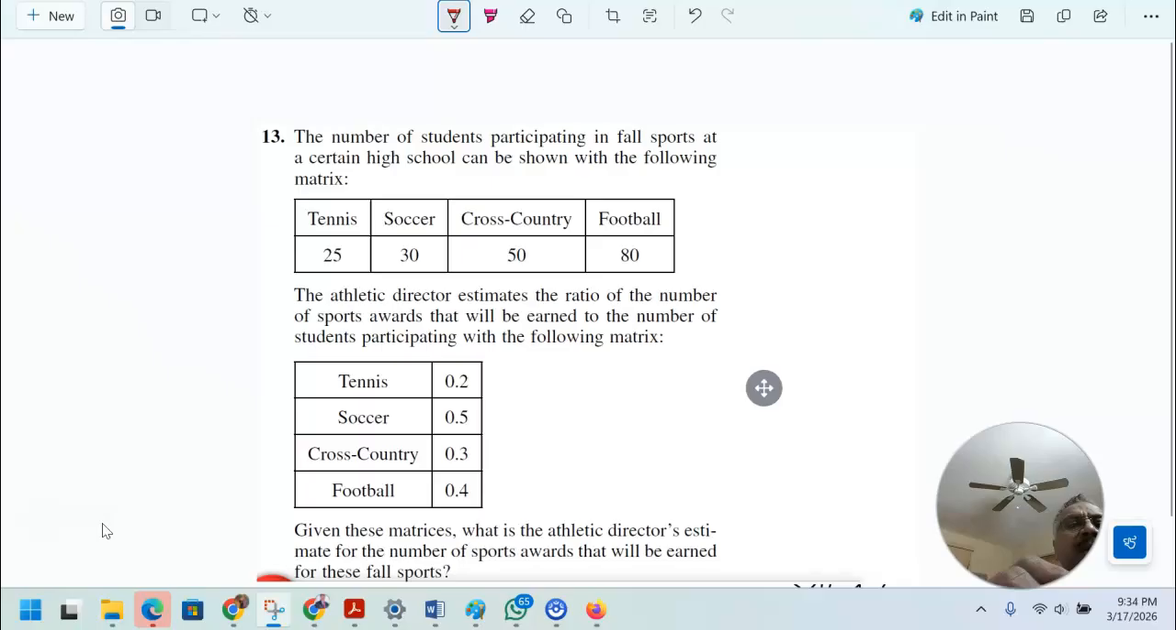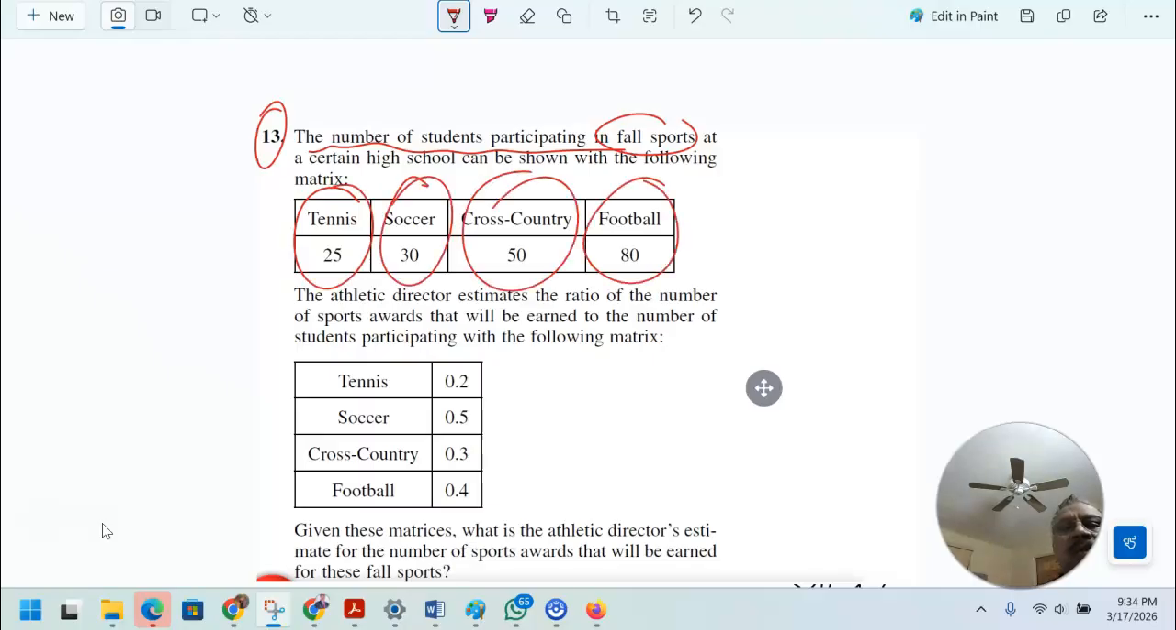So question number 13 says, the number of students participating in the fall. 25 students for tennis. They gave you all these 4 sports and how many students are participating. They also decided to say that 20% should be given to tennis, then 50% to be given to soccer, and this one means 30%. So they already decided how they should be, and 40%.